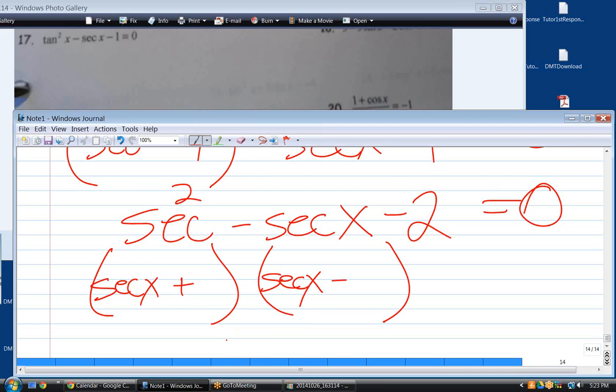Not many choices for factors of 2. I think it's either 1, 2, or the opposite, 2, 1. Which is it? I think it's 2, 1. Always take the biggest factor, which is 2, not 1, the biggest of the 2 factors, and put it on the sign of the middle term. So the 2 goes here.